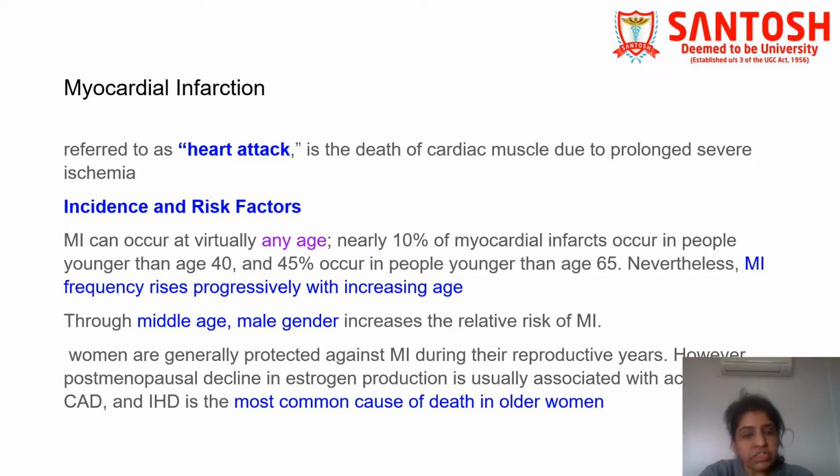Through middle age, male gender increases the relative risk of MI. Women are generally protected against MI during their reproductive years. However, postmenopausal decline in estrogen production is usually associated with increased incidence of CAD and IHD, and thus IHD is the most common cause of death in older women.